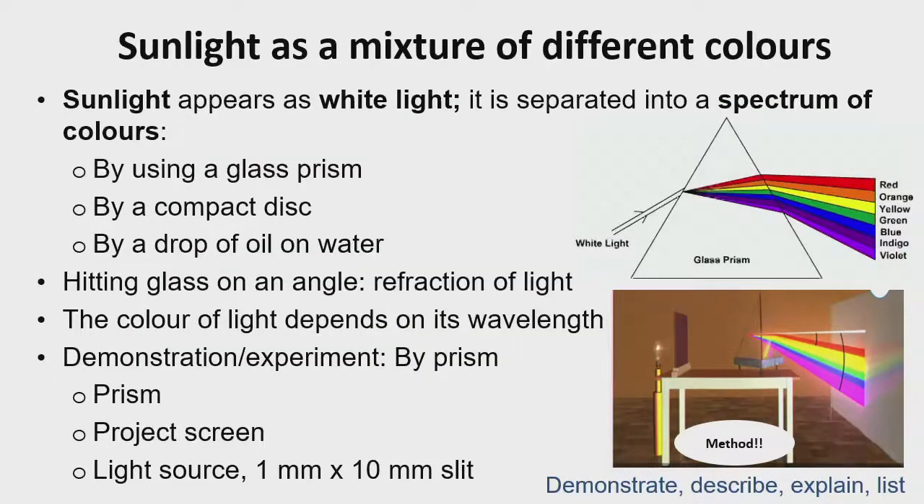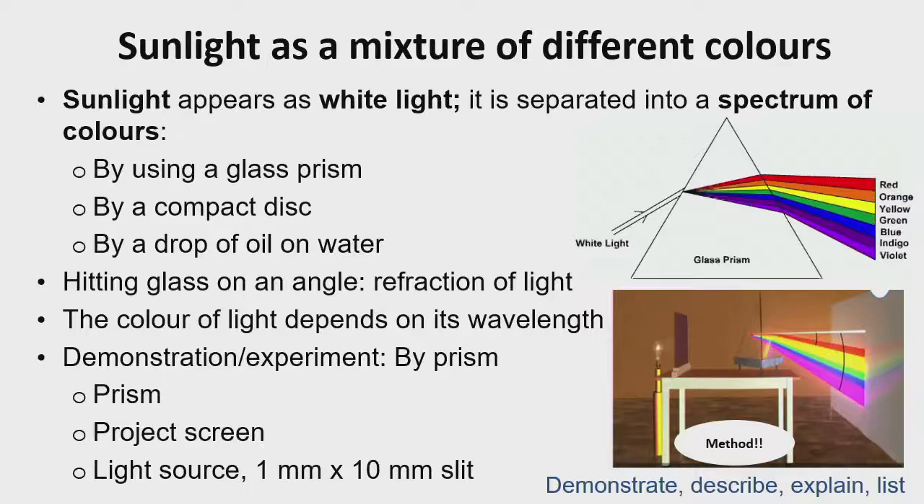Another topic is sunlight. There are several topics there, but I took a few topics only, based on what I think students have not been explaining clearly. So there is a topic on sunlight. Sunlight is actually a mixture of different colors. Sunlight appears as white, but it can be separated into a spectrum of colors. So what you have to understand here is how sunlight can be separated into different colors.